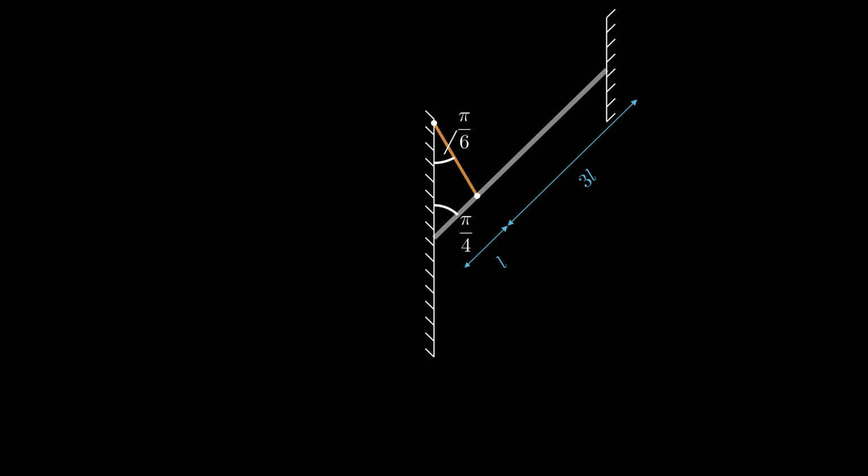Here is a much more difficult example. This beam is wedged between two walls and is held by a rope. We now need to determine the contact forces of the walls, as well as the rope tension, given the beam's length and weight force.